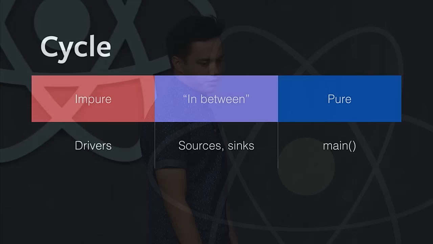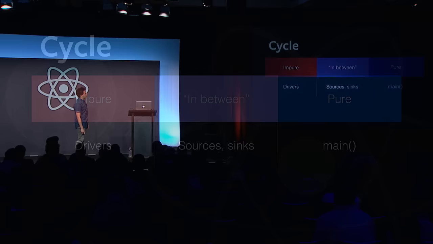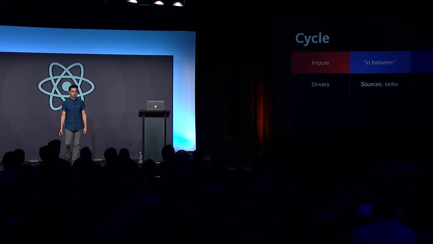So let's plug this into our chart. On the left, you have drivers, which are impure. The pure part is your main function, which is one big stream transformer that's composed of some smaller parts of your app. And then the in-between thing that I'm calling it are your sources and your sinks. Arguably, maybe the drivers are in-between. I don't know, this isn't perfect, but the idea is you have something that's coordinating between the pure part of your code and the impure part.